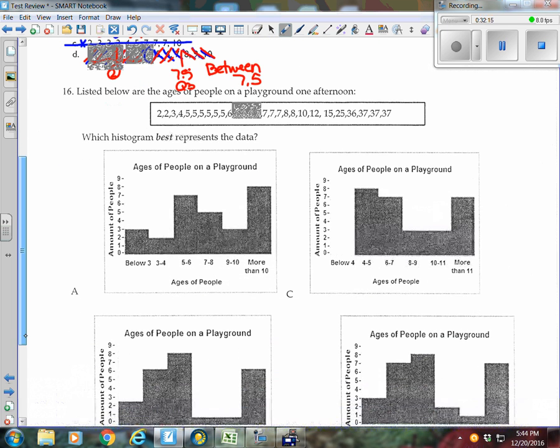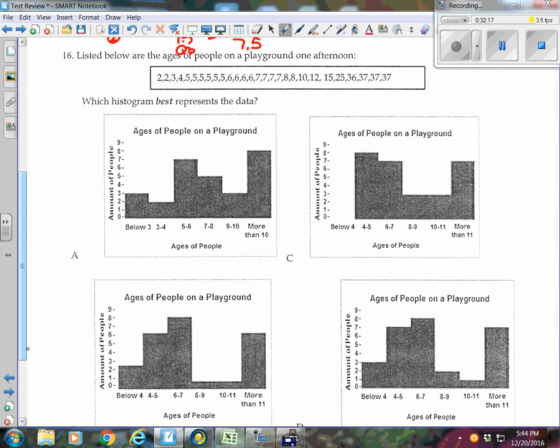16, the data below are ages of people on a playground. Now this is just a matter of counting the number of pieces of data. All right, let's check. This one says below 3. If I'm reading it, it looks like I should have 3 people below 3. Well, I only have 2 people below 3, because 3 should be in the next little bar. So I'd say this one's probably not it.